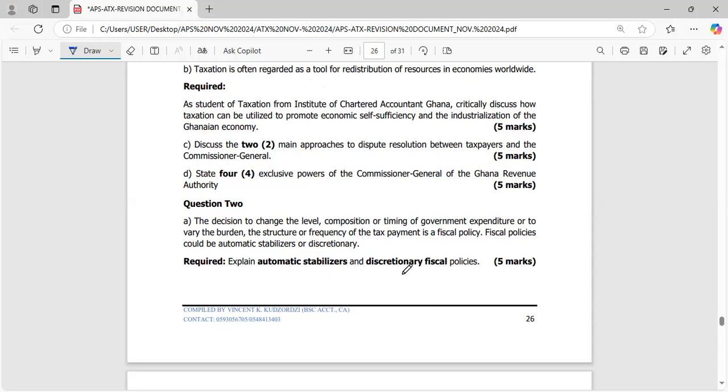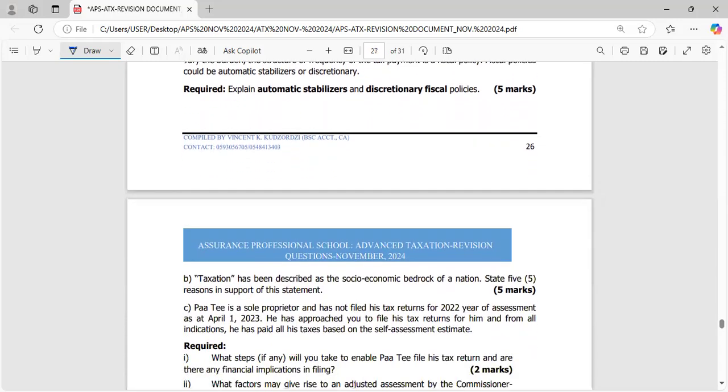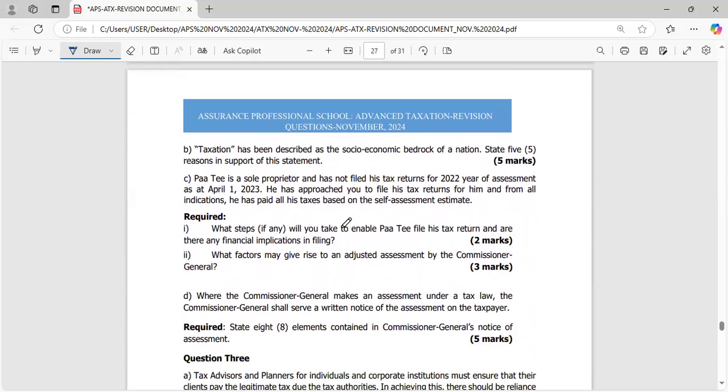Explain automatic stabilizers and discretionary fiscal policy. Taxation has been described as economic, so state 5 reasons in support. So you're asking the role of taxation, what we've just discussed.